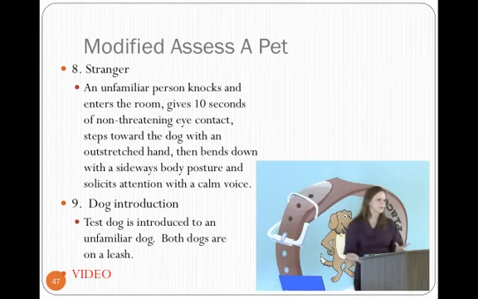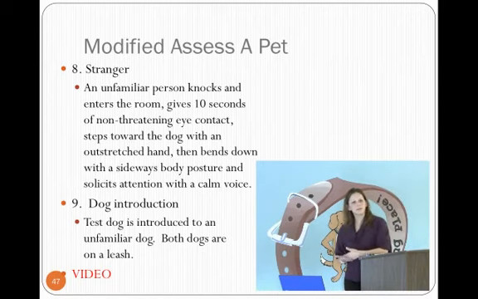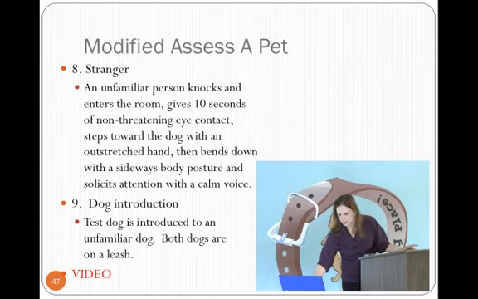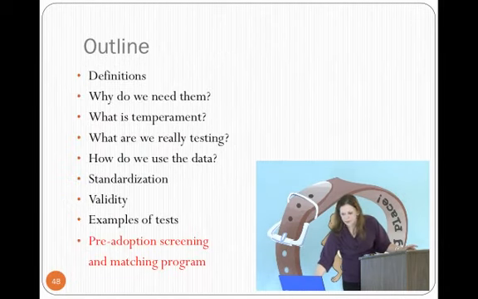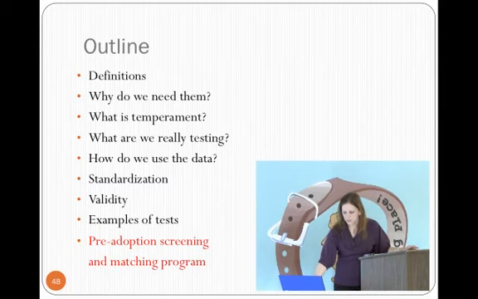And so those are two very commonly used test examples that people are either using in and of itself or they're making their own versions of this. Obviously, if we're making our own versions of this, that decreases our standardization and potential for valid testing. And so let's look at the next step after our temperament test, our behavior evaluations, and what can we do following that. And that'll go into pre-adoption screening and matching programs.